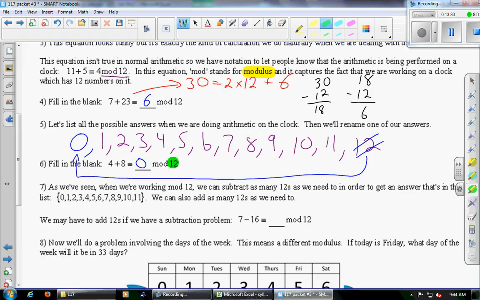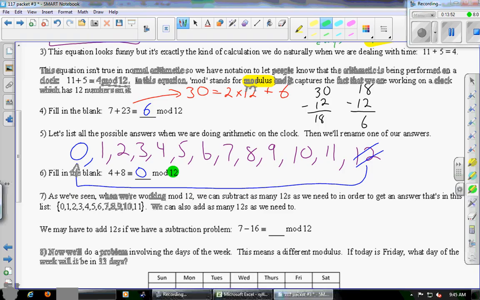24. Yes, so instead of going 1 through 12, we'd go 1 through 24 if we're doing military time. But then instead of 24, wrap it around and bring it to 0. So what's the biggest number on the clock now? It's 11. What's the biggest number on a 24-hour military clock? It's 23. Yeah, it's whatever the number is, one before the modulus here.